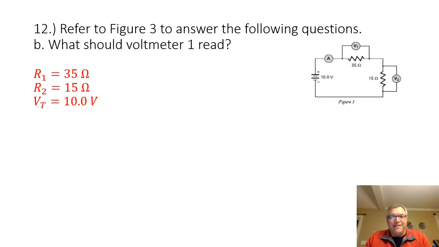Part B asks, what should voltmeter 1 read? So we're looking for the voltage across the 35 ohm resistor. I know that the current going across the resistor is going to be 0.20 amps.